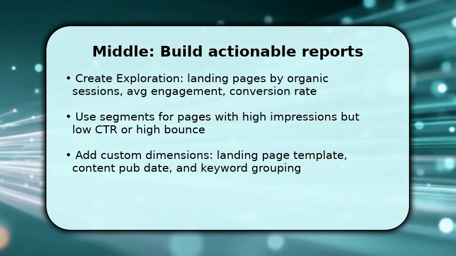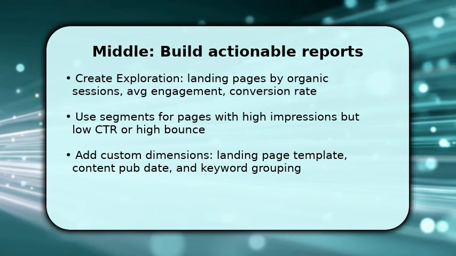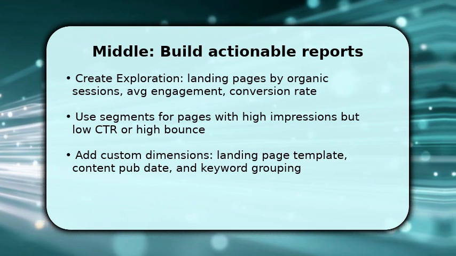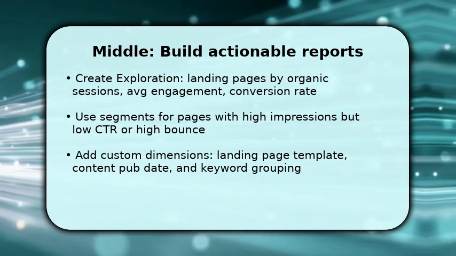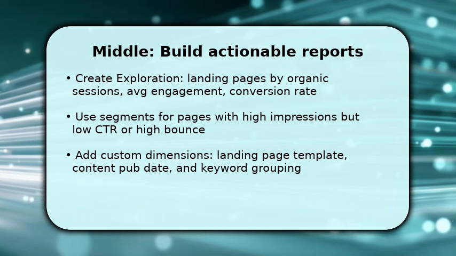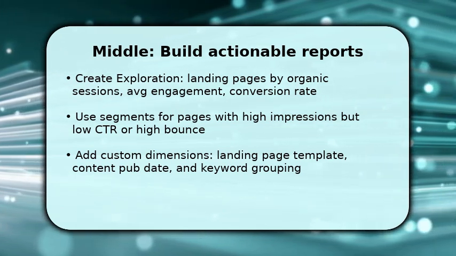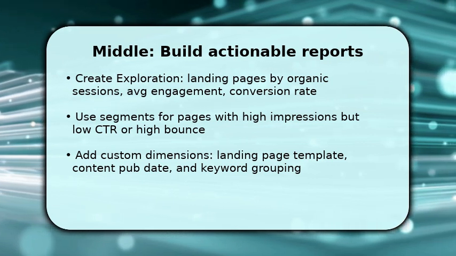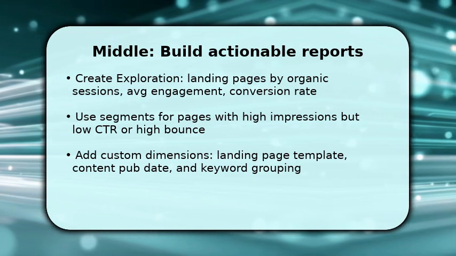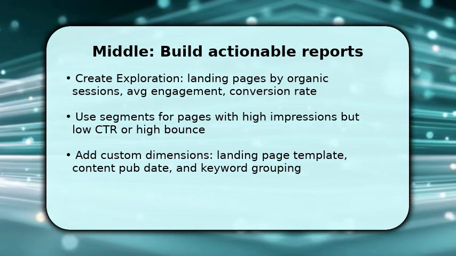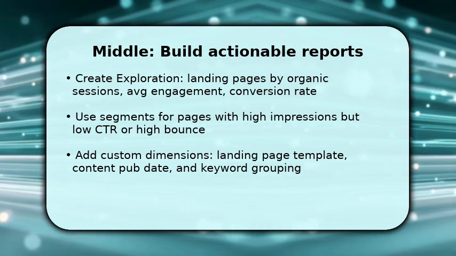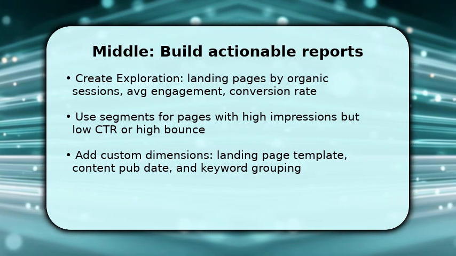Now build the reports that tell you what to fix. Open Explorations and create a landing pages table filtered to organic sessions. Show AVG engagement time and conversion rate so you prioritize pages that move the needle. Then apply segments for high impression but low CTR pages, and for pages with high bounce, compare metrics side by side. Also push custom dimensions like page template, publish date, and keyword group so you can slice by technical factors and content age. This lets you pick efficient SEO wins.